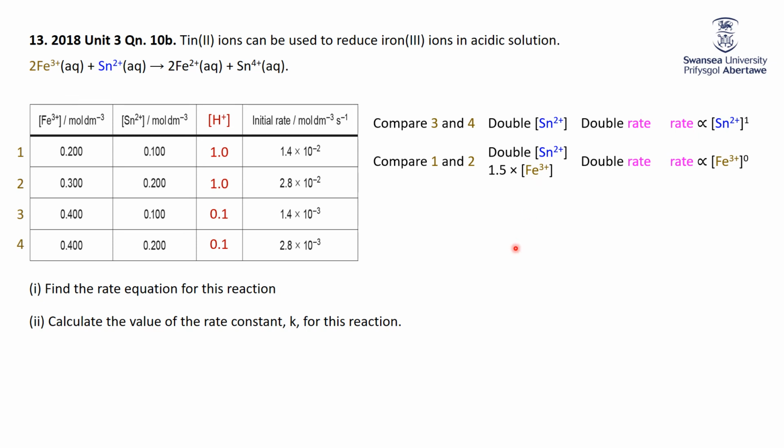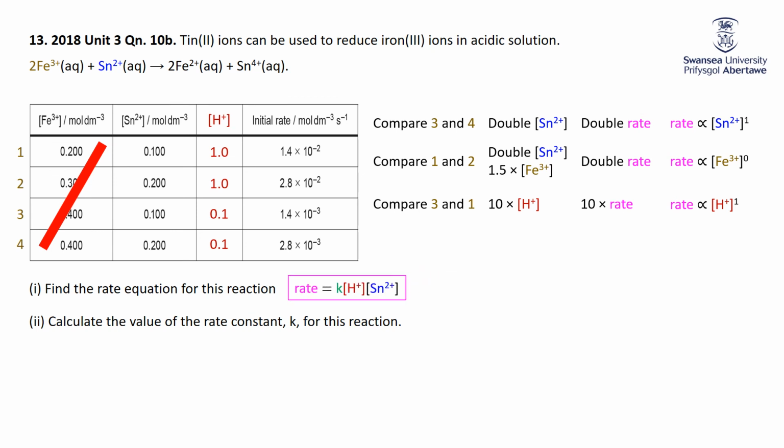And then finally, let's compare 3 and 1, because in 3 and 1, the Sn2+ is the same. Even though, of course, we know what Sn2+ does, it is proportional, we might as well keep things as simple as possible. But when we look from 3 to 1, the H+ changes by a factor of tenfold. And what does this do to the rate? Well, it goes from 1.4 times 10 to the minus 3 to 1.4 times 10 to the minus 2. So that also is a tenfold increase. So the rate is proportional to the H+.